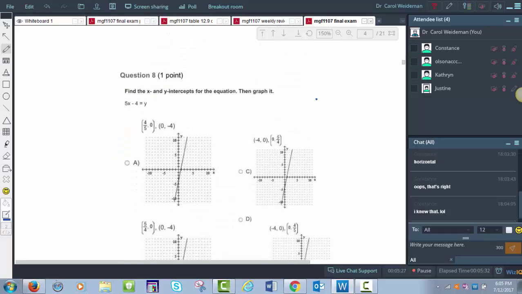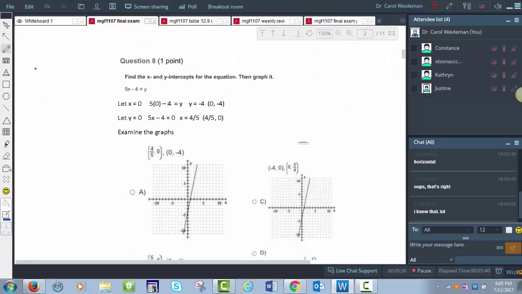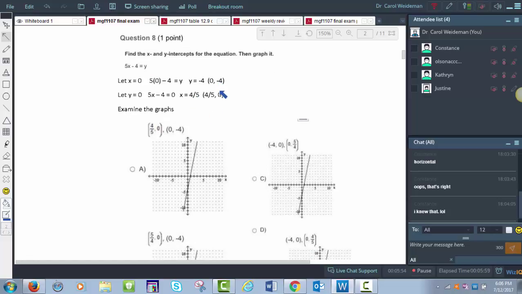Find the x and y intercepts for the graph and then graph it. So I've got a detailed solution for that one too. Okay, so when you want to find the intercepts, for the y-intercept you're going to let x be 0. So I took the equation and I put x equals 0 in and I got y is -4, so there's one intercept. And then for the x-intercept I let y be 0 and solve for x. In that case I got x is 4/5. So this is where the graph is going to cross the y-axis and the x-axis.